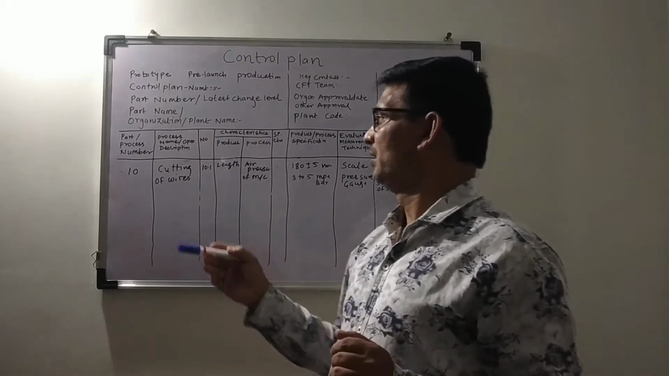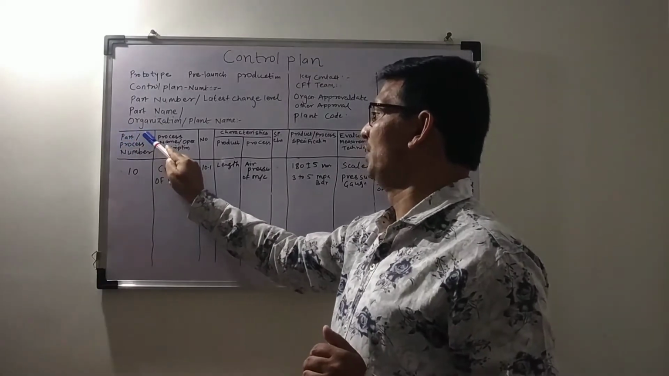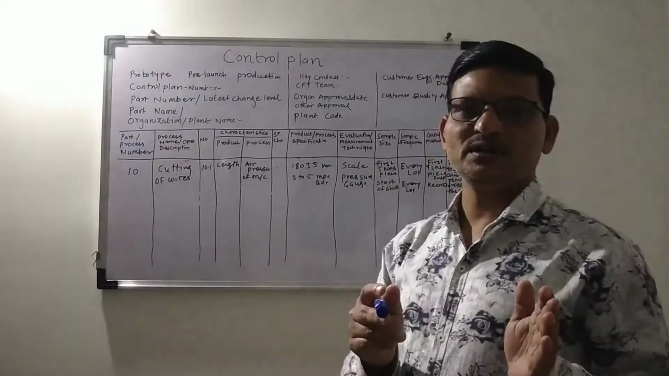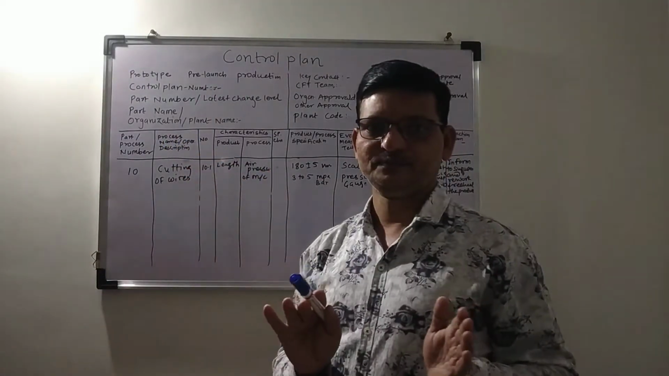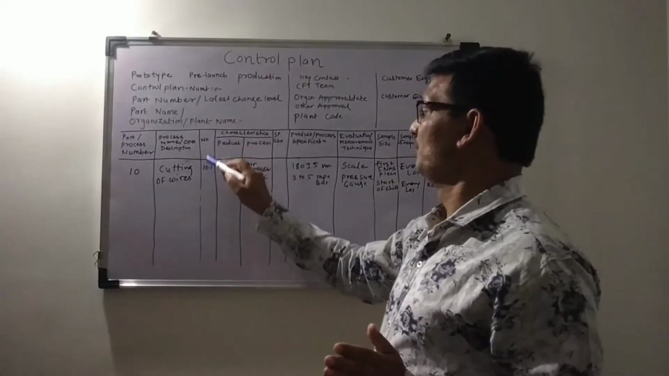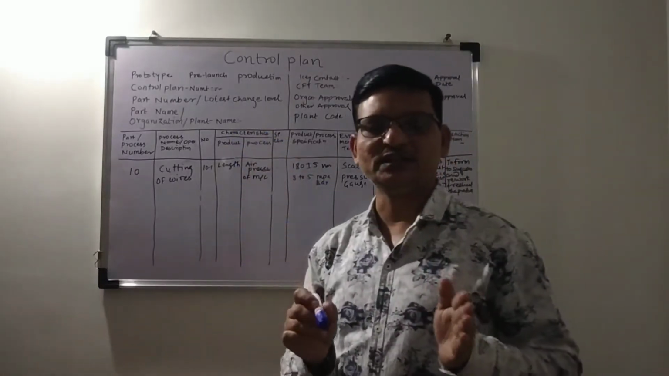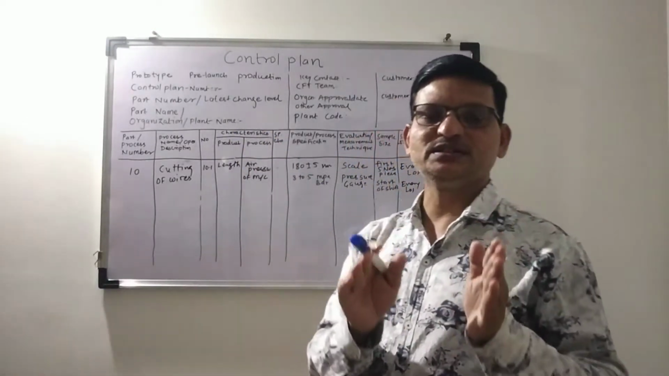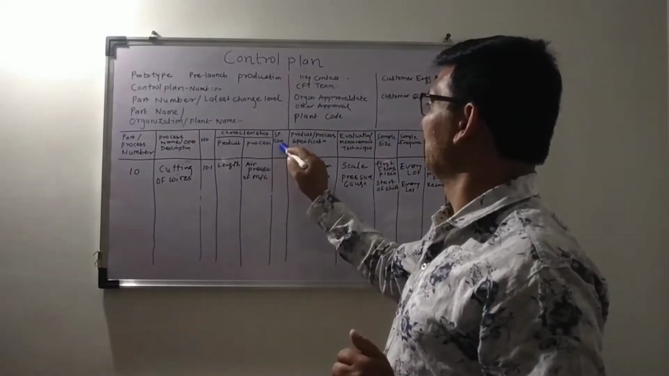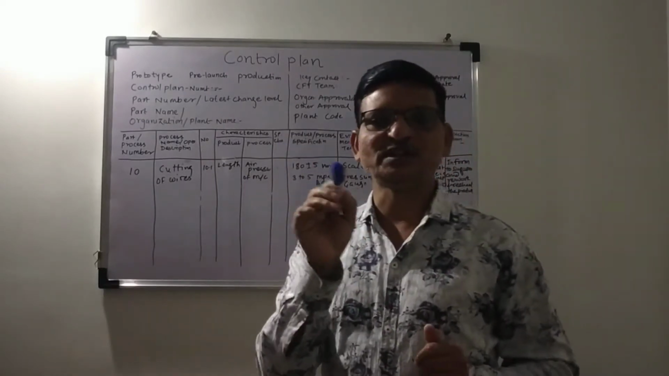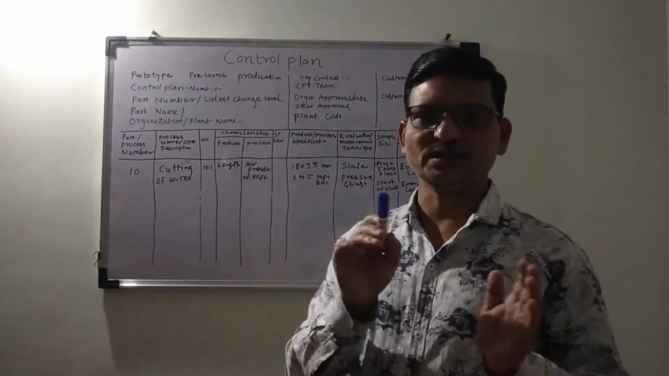So let us start with the sub points of the control plan. First point is part/process number. Next, process name or operation description. Next point, there is a machine/device/tool number. Next point, characteristic. In characteristic, there are two types of characteristic. One is the product characteristic, another is the process characteristic. After that, next, special characteristic. So in special characteristic, the symbol given in the drawing is mentioned.